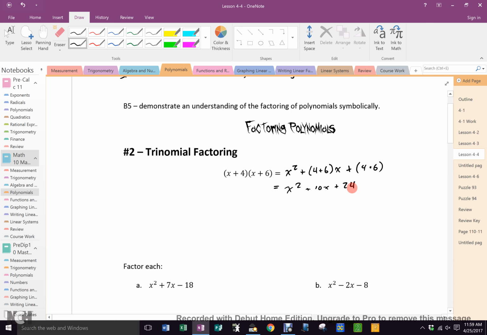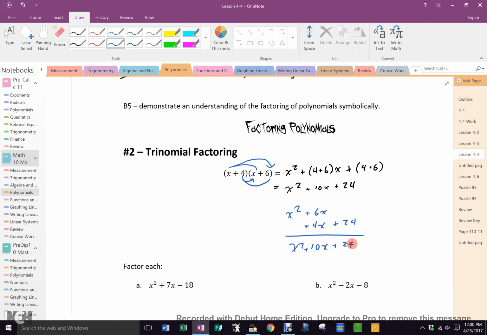Let's pretend I never taught you the shortcut. What do you do? You do FOIL. What's FOIL here? First, X squared. Outside, plus 6X. Inside, plus 4X. Last, plus 24. And I get X squared plus 10X plus 24. Everyone agrees, right? It's easy peasy.